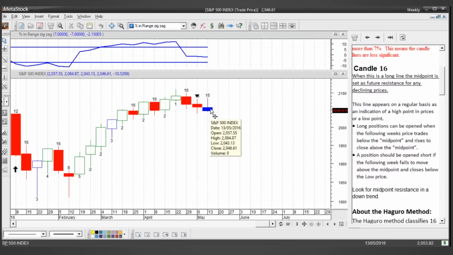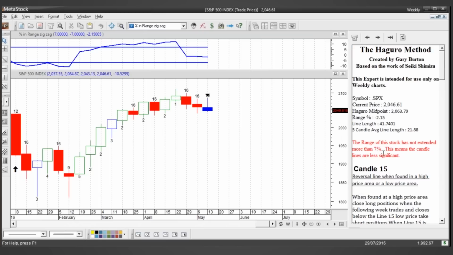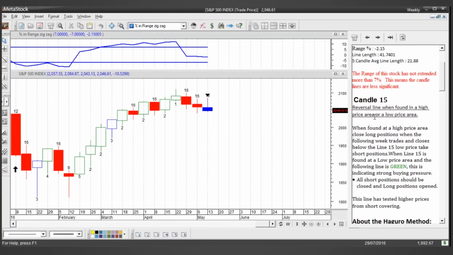And this week we finished this morning a number 15 candle. So we bring that up in here. A number 15 is a reversal line when found in a high price area or a low price area. So it gives us two outcomes. Well, this could be considered a high price area considering the S&P's run from the lows down here around 1800 out to 2100 at the highs. When found in a high price area, close long positions when the following week trades and closes below line 15 low price, take short positions.